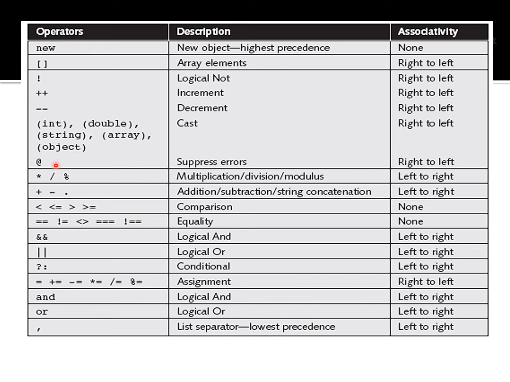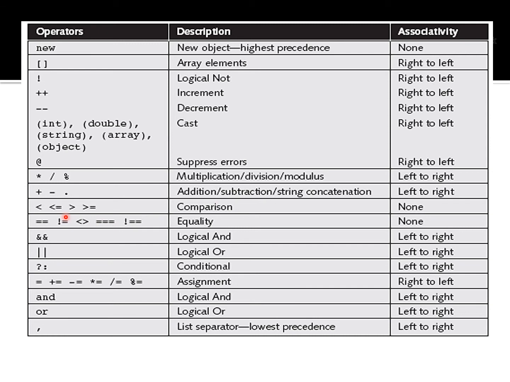Then comes the at symbol, which is used for suppressing errors. For all these operators, the associativity is right to left. Then come star, slash, mod: multiplication, division, modulation. For these operators, the associativity is from left to right. Then after that, plus, minus, dot: addition, subtraction, and string concatenation. Its associativity is from left to right.